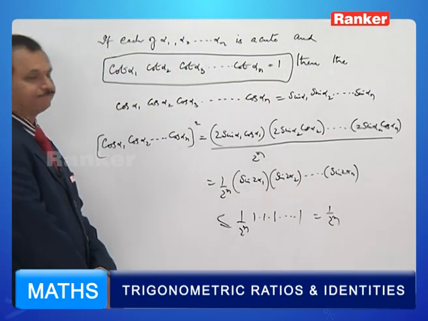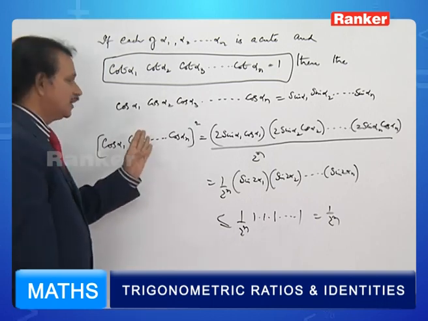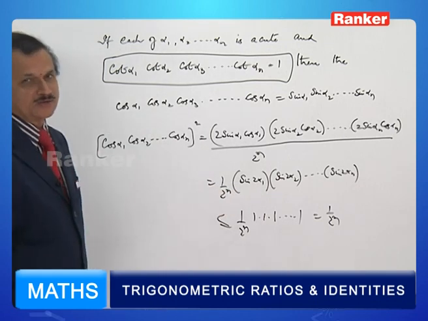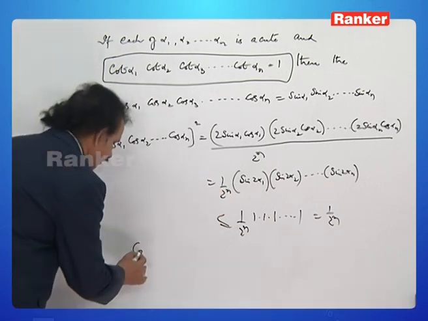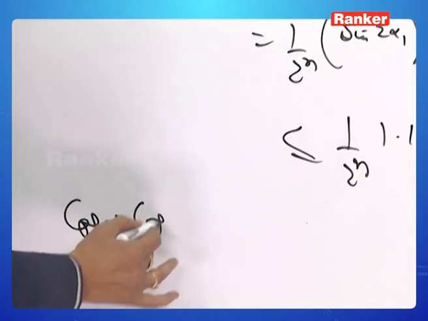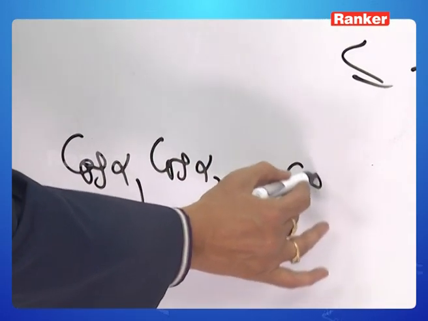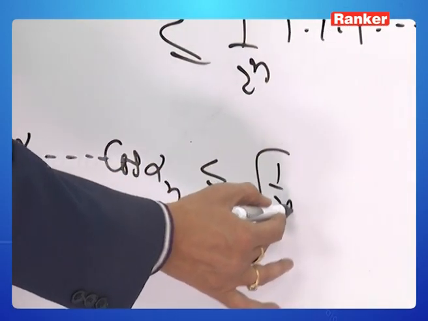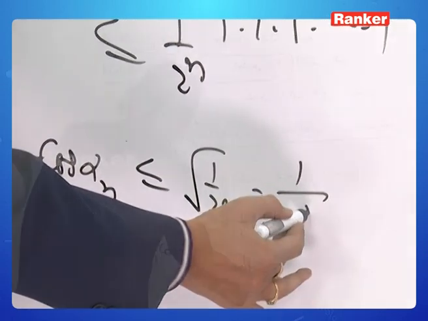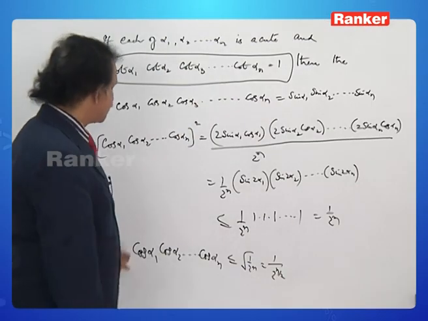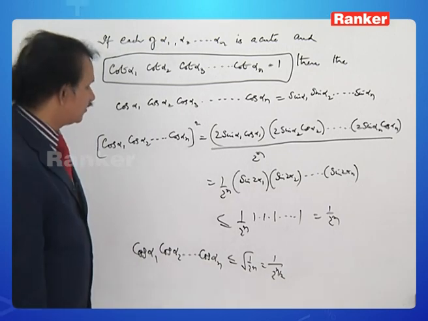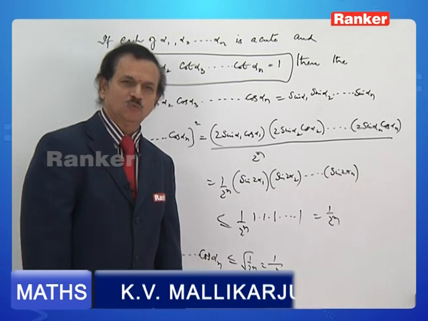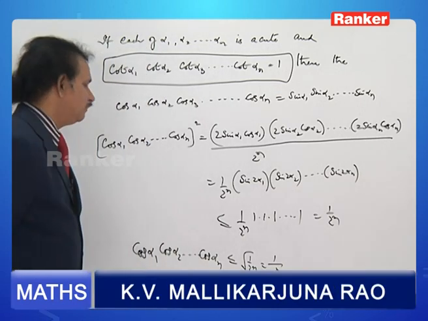What do you observe? (Cos alpha 1 into cos alpha 2 into etc. cos alpha n) whole square is less than or equal to 1 by 2 power n, and from there you can say that cos alpha 1 into cos alpha 2 into etc. cos alpha n is less than or equal to the root of 1 by 2 power n, that is nothing but 1 by 2 power n by 2. So the maximum value of cos alpha 1 into cos alpha 2 into etc. cos alpha n is 1 by 2 power n by 2. What is the required answer? 1 by 2 power n by 2.